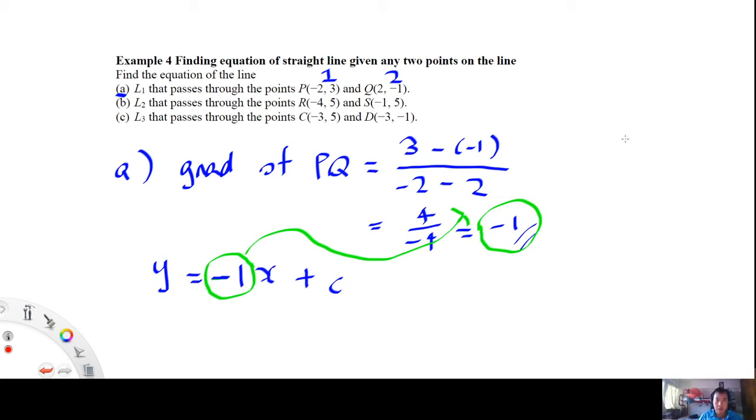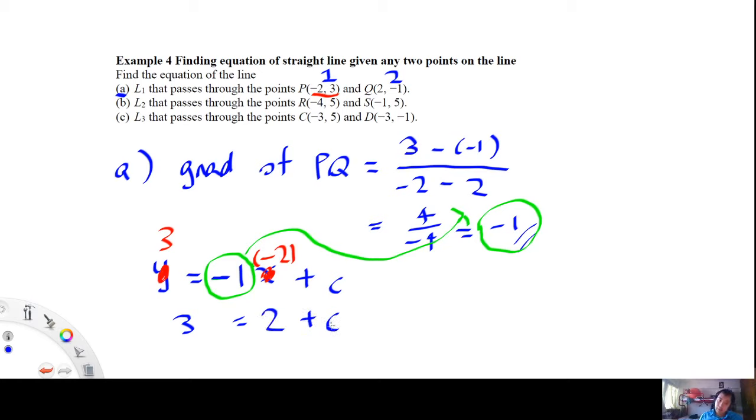Okay, let me just finish this. So let's say I pick this point. I could have picked the other point, it would give you the same answer. So now I'm going to substitute this inside. I'm going to replace x with minus 2 because I'm using this point, and I'm going to replace y with 3. So now my equation is 3 equals minus 1 times minus 2, which is 2, plus c.